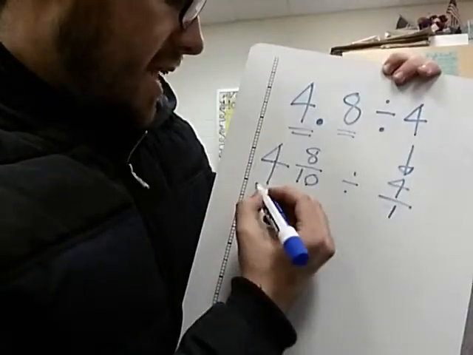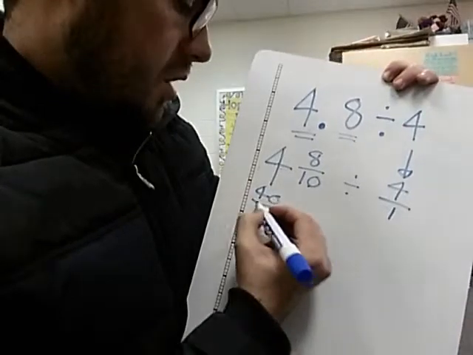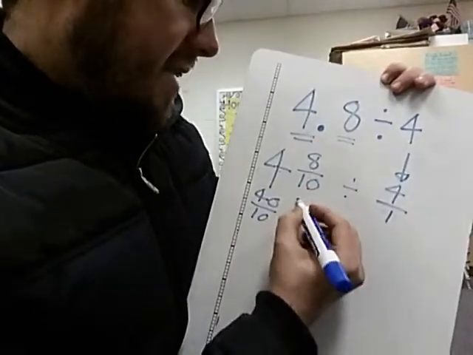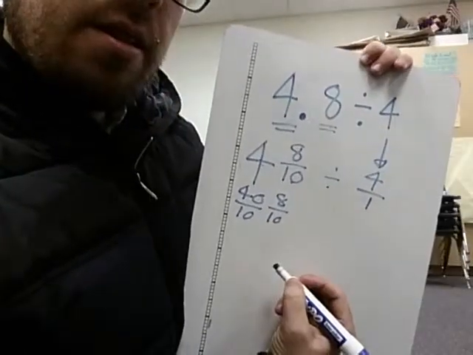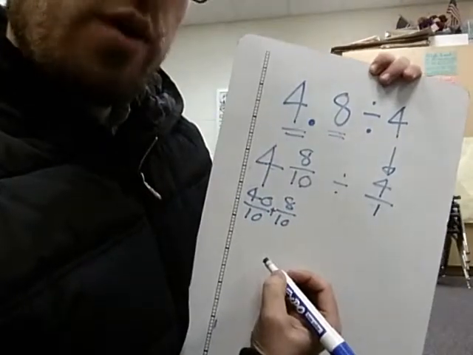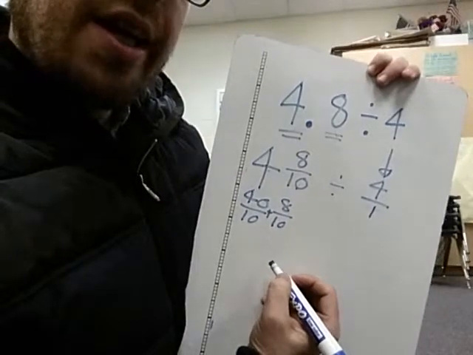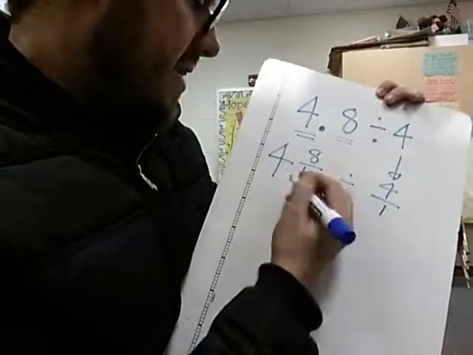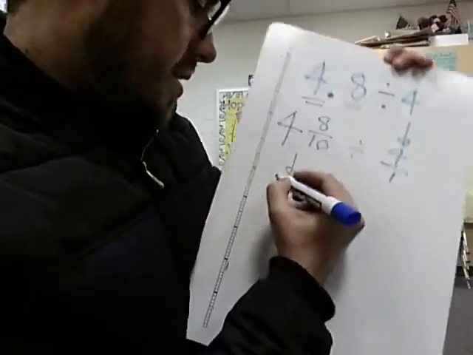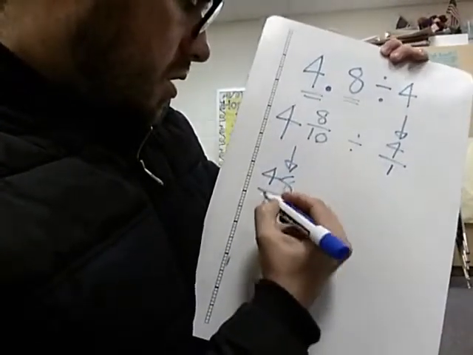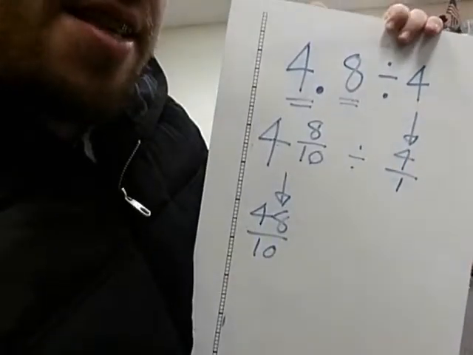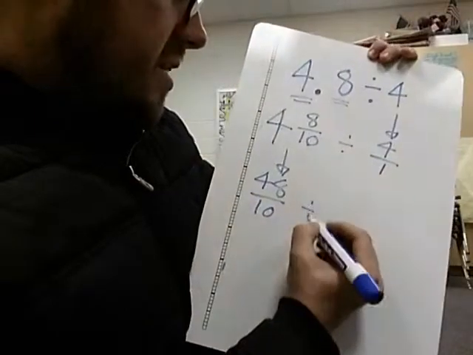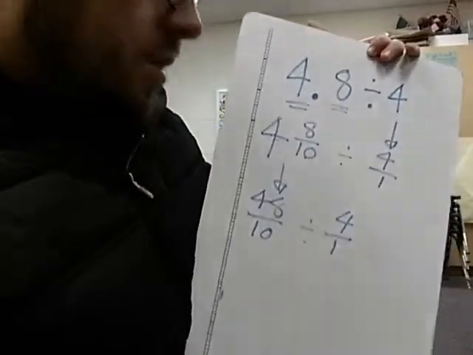So 4 times 10 is 40 over 10. See, that's the same thing as 4 wholes. Then we're going to add it together with our 8 over 10. When we add 40 over 10 plus 8 over 10, we're going to get a new number, 48 over 10, or 48 tenths. I'm going to draw that down here. 4 and 8 tenths is the same thing as 48 tenths. We're going to go ahead and divide it by 4 over 1, okay?